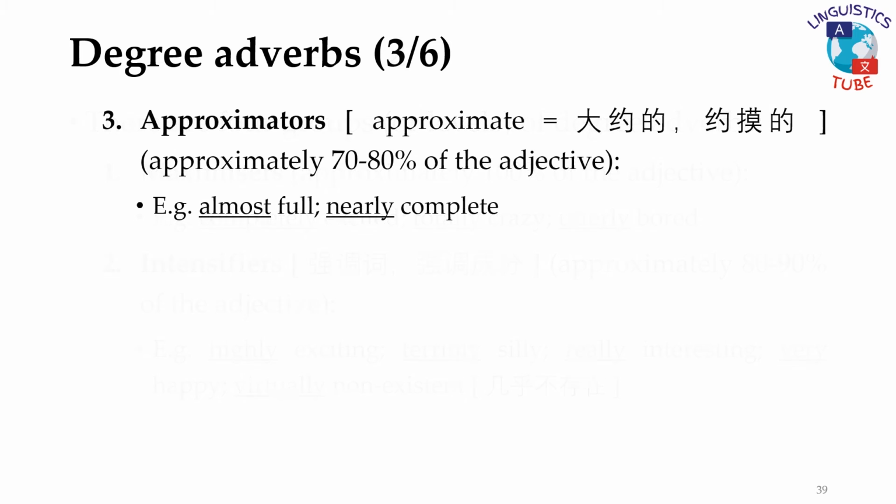The next group is called approximators. Approximators convey roughly 70 to 80% of the level of the adjective. The two most common are almost and nearly. For example, almost full, nearly complete.